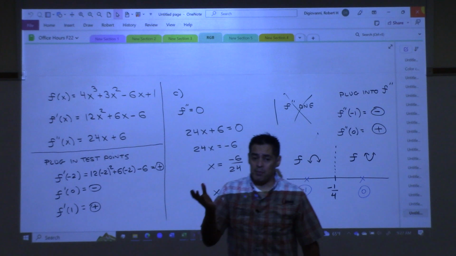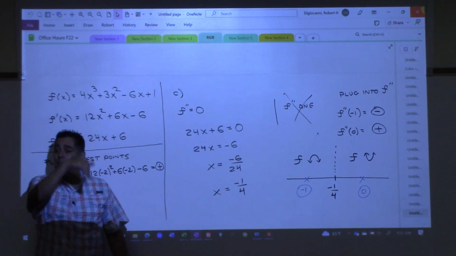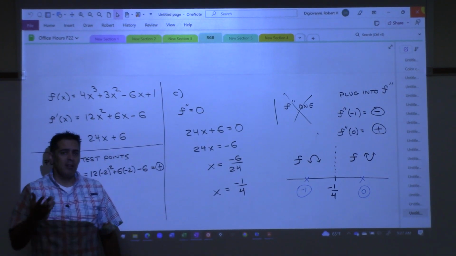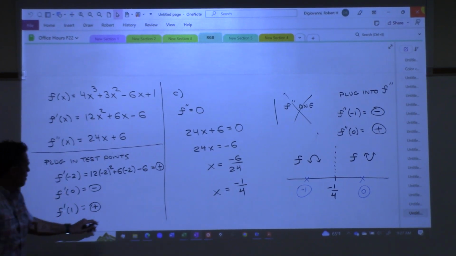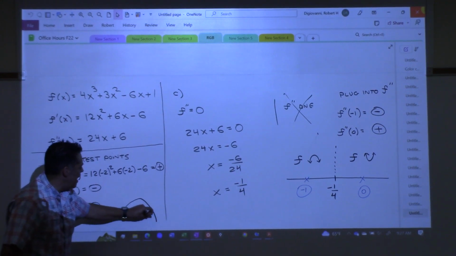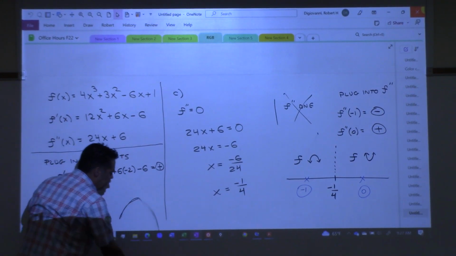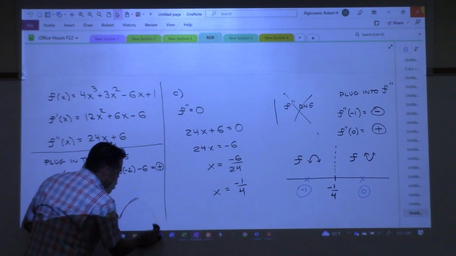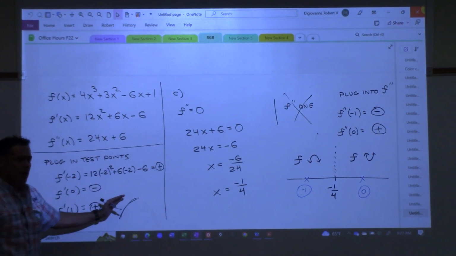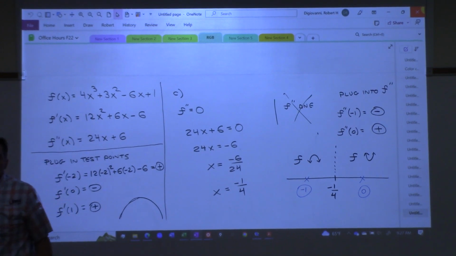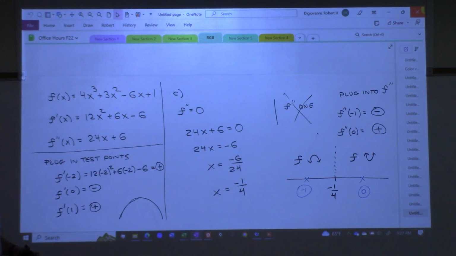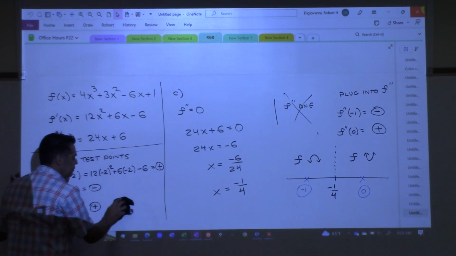Concavity, frowns and smiles, tells you nothing about going up and down. If I tell you that a function is frowning, you cannot tell me if it's going up or down. Because if you look at a frown, on the left side of the frown you would be going up, wouldn't you? But on the right side of the frown, you'd be going down. So it's not enough to just tell you a function's frowning. That doesn't give you enough information to tell you if it's going up or down. But it is still a frown as opposed to a smile.